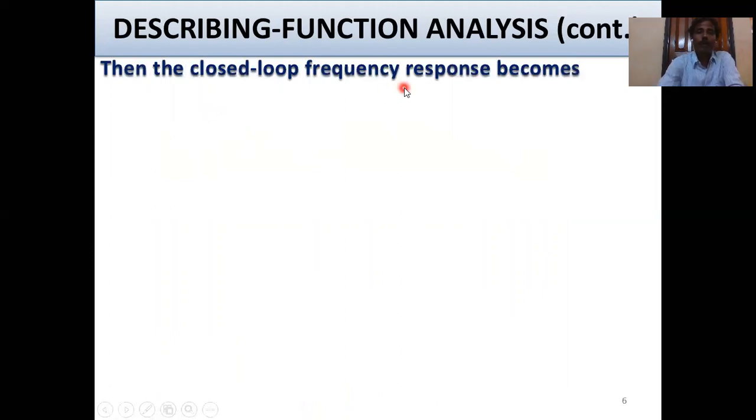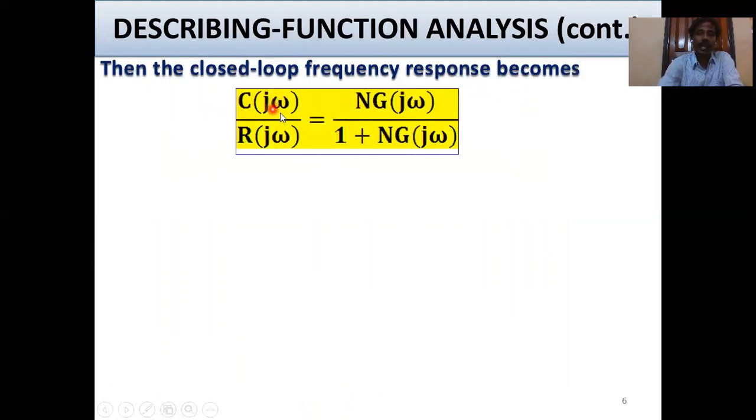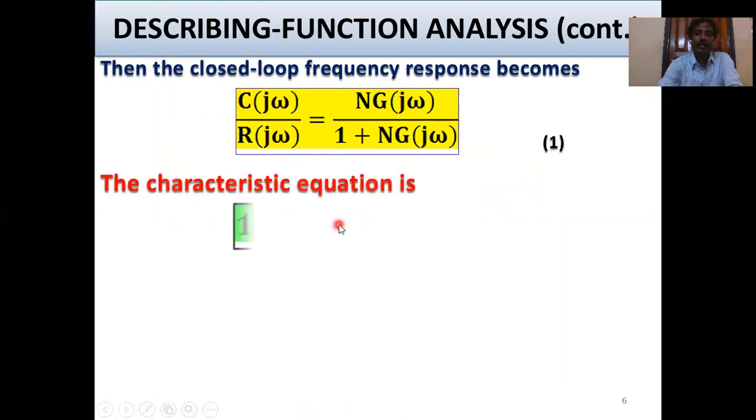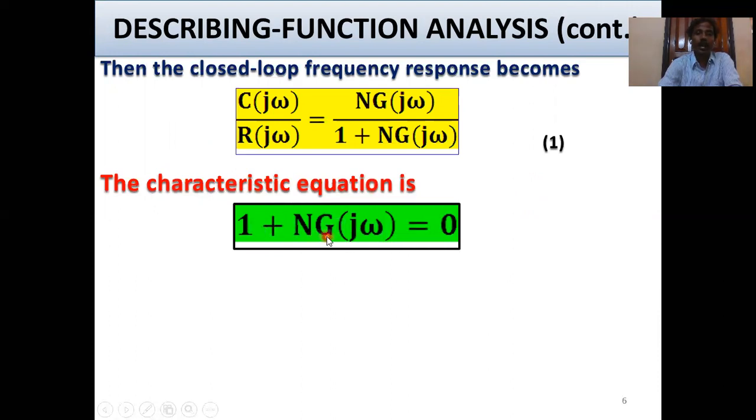Then the closed loop frequency response becomes C of j omega by R of j omega equals N into G of j omega divided by 1 plus N into G of j omega, because the input is always sinusoidal. So put S equal to j omega, then we get C of j omega by R of j omega. This is equation number 1. The characteristic equation is 1 plus N into G of j omega equals 0. This is the characteristic equation for nonlinear control systems.